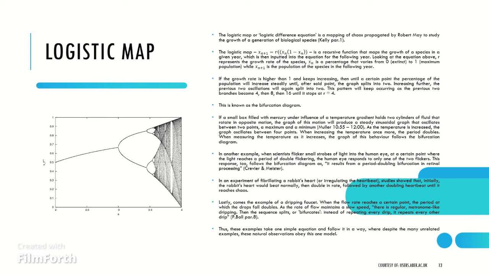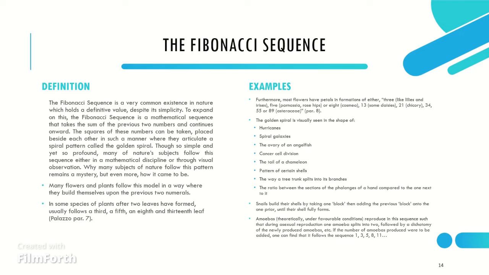Lastly, the Fibonacci sequence is a very common existence in nature, which holds a definitive value despite its simplicity. To expand on this, the Fibonacci sequence is a mathematical sequence that takes the sum of the previous two numbers and continues onwards. The squares of these numbers can be taken and placed beside each other in such a manner that they articulate a spiral pattern called the golden spiral. Multiple examples are listed beside.